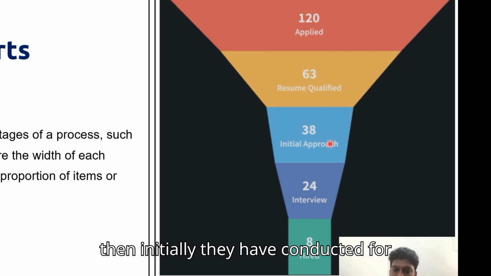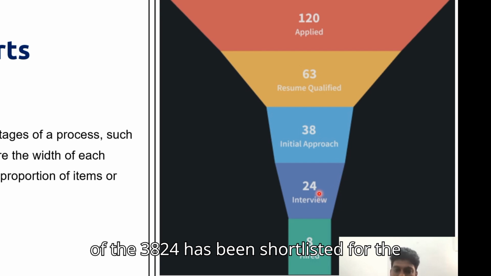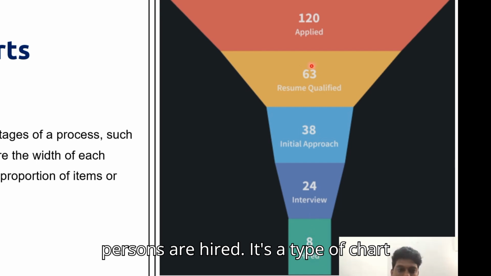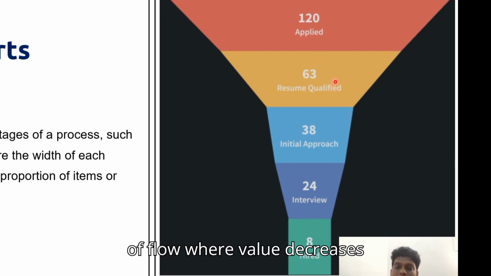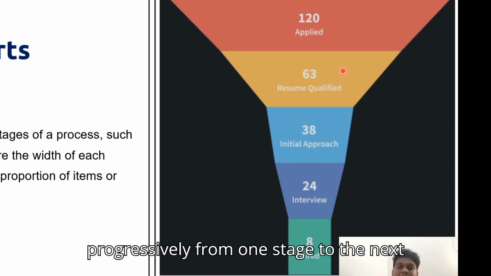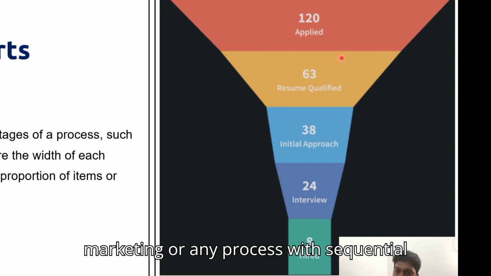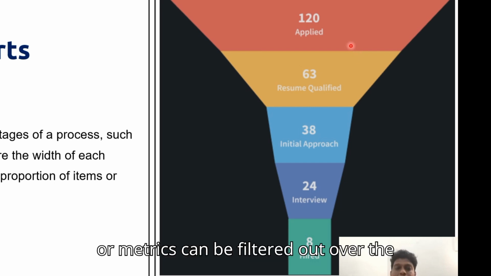Then initially they conducted interviews for 38 out of that 63. Out of the 38, 24 have been shortlisted for the next level interview. Then finally 8 persons are hired. It's a type of chart that visually represents a process flow where value decreases progressively from one stage to the next one. It's commonly used in sales, marketing or any process with sequential stages to show how data or metrics can be filtered down over time.